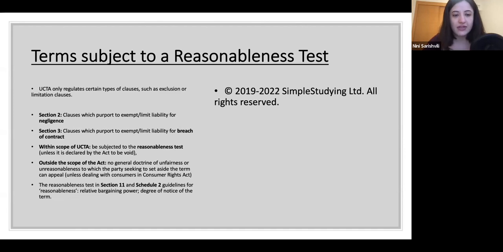However, there are guidelines, and the guidelines take into consideration the bargaining power that there was on the facts of the case for each party, and degree of notice of the term, which means that the party that was entering the contract drew attention of the other party signing the contract to this exclusion clause that was excluding liability for negligence or for breach of contract.